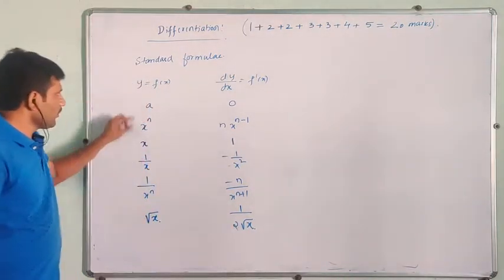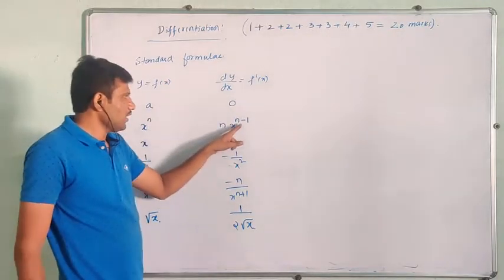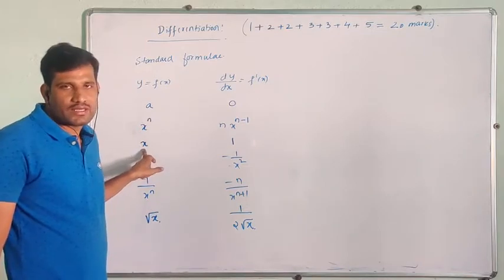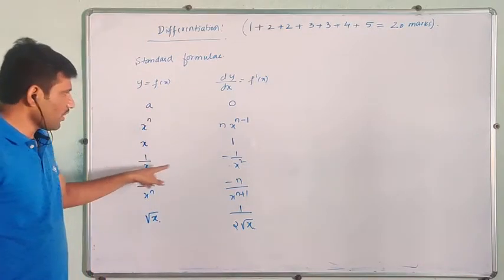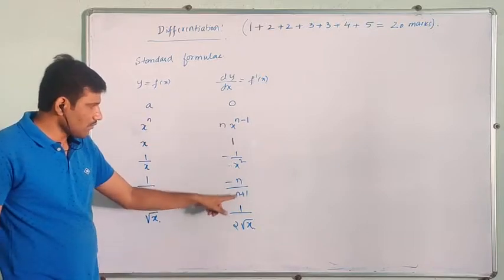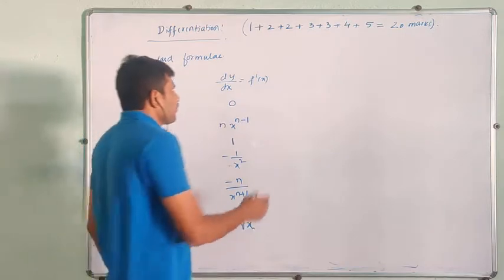The derivative of any constant is 0. The derivative of x raised to n is n into x raised to n minus 1. The derivative of x is 1. The derivative of 1 by x is minus 1 by x square. The derivative of 1 by x raised to n is minus n by x raised to n plus 1. The derivative of root x is 1 by 2 root x.